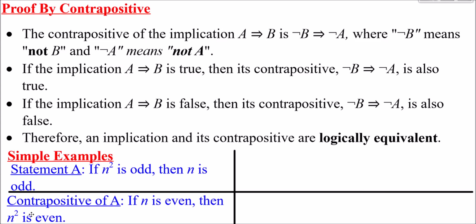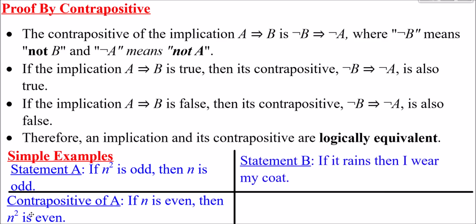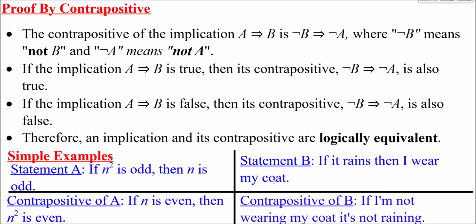We don't have to limit ourselves to simply mathematical statements either. So consider this statement B. If it rains, then I wear my coat. So rain's mentioned first, then coat. So if rain, then coat. For the contrapositive, the coat will come first, and then the rain. So the opposite of wearing my coat would be: if I'm not wearing my coat, then it's not raining. So that's how we can make the contrapositive of a non-mathematical statement, for example.